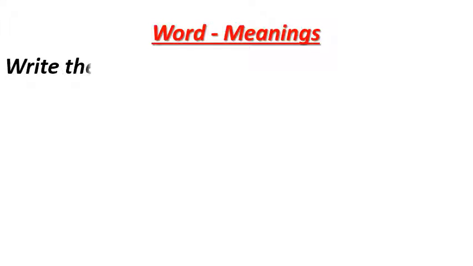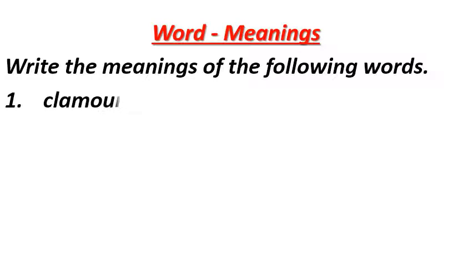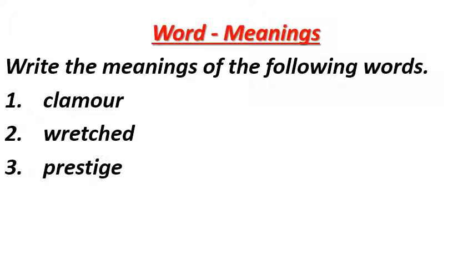Students, write the meanings of the following words in your English Fair notebook. Number 1 is clamor. Number 2 is wretched. Number 3 is prestige. Number 4 is shriek. Number 5 is devour.